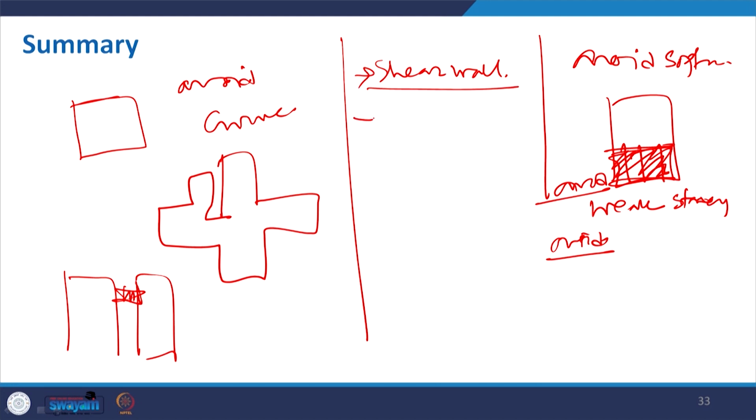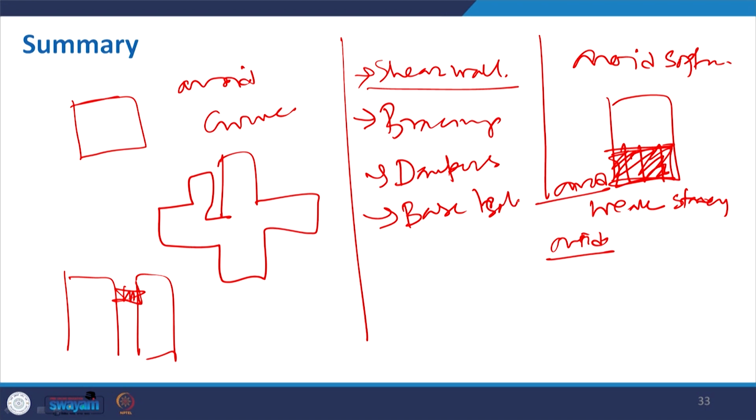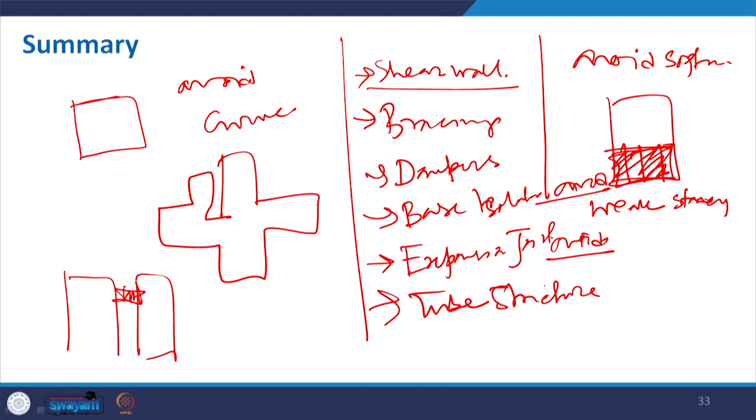Now, the shear wall is one component, then we can go for bracing, we can use dampers, different kinds of dampers we have seen, then we can go for the base isolator, and also for the earthquake expansion joints. The expansion joint may help to adjust the structure, and we have also discussed the tube structure. So there are some advanced structural systems for high rise buildings to protect against this kind of lateral force. With this I conclude here, and I am sure this discussion is very helpful to understand what type of design we should take to avoid those vulnerabilities.